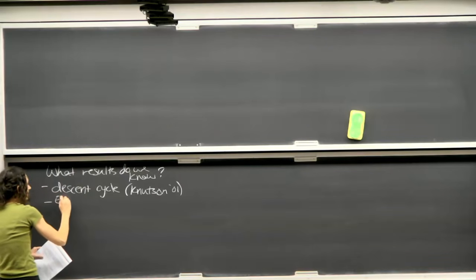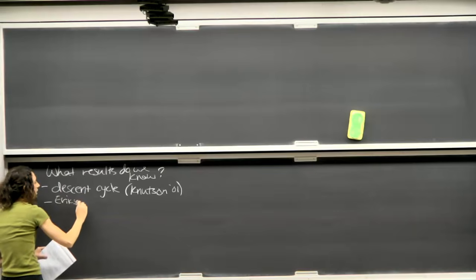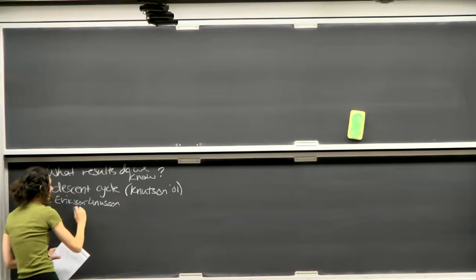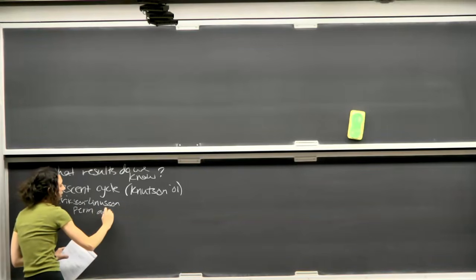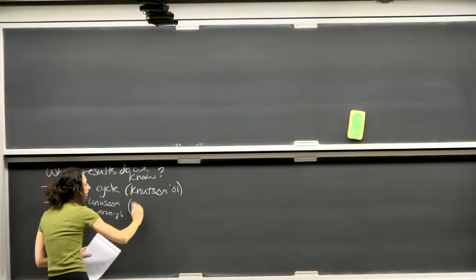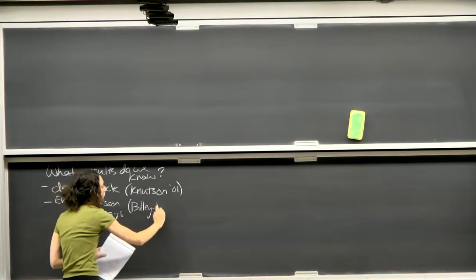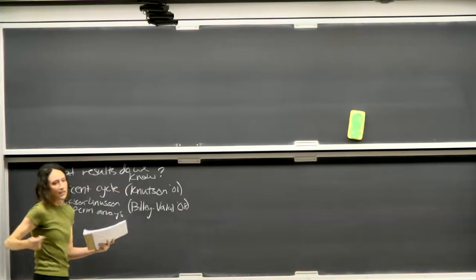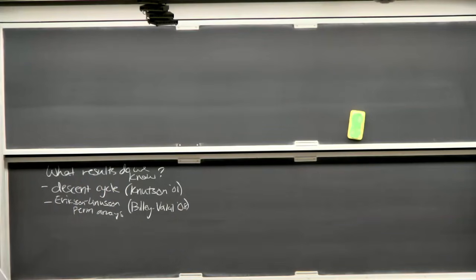You could look to use Ericsson-Linus permutation arrays, like Billey and Vakil did around 2008. That gives, sort of in the middle of a geometric and combinatorial characterization, a way to tell that the coefficient is definitely going to be zero in some cases.